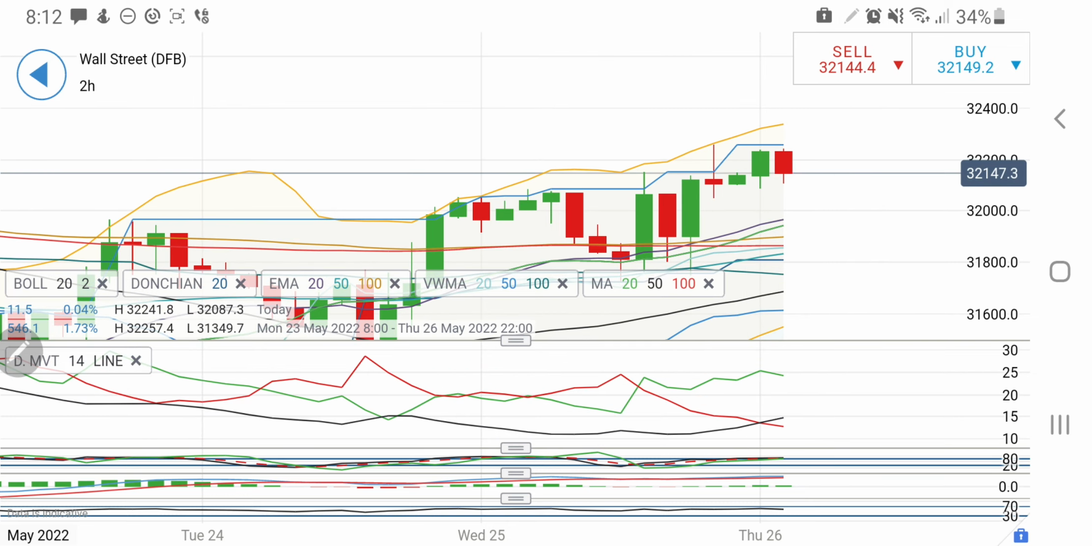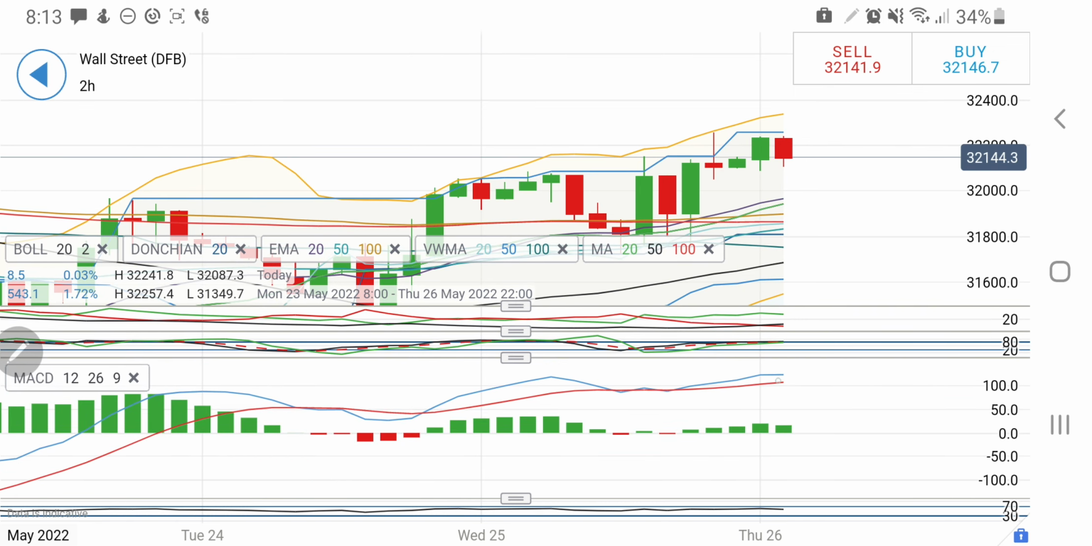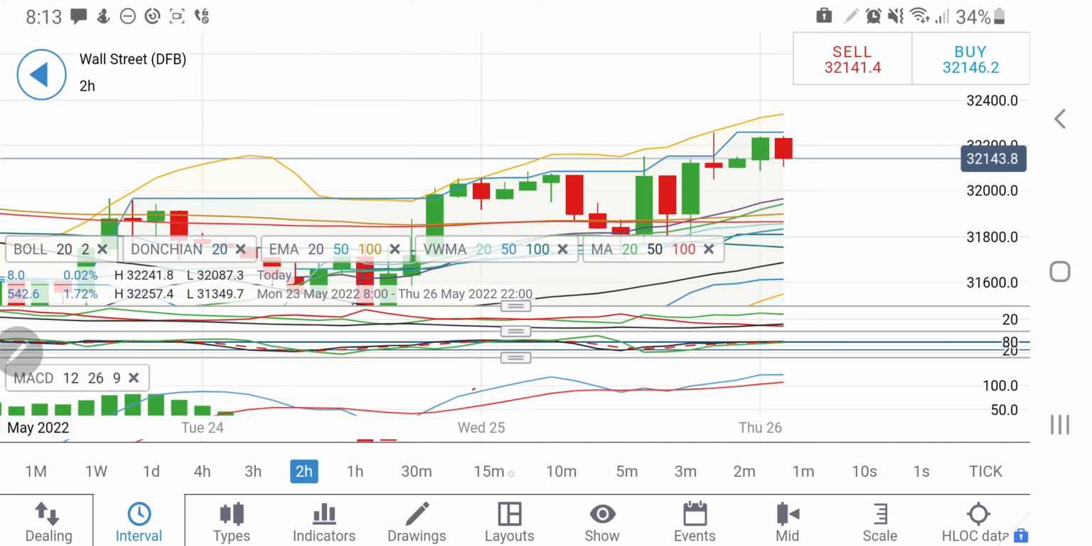Look at the directional movement trying to converge. Stochastic is overbought again. MACD is trying to converge, it is running parallel, it is running bullish here.